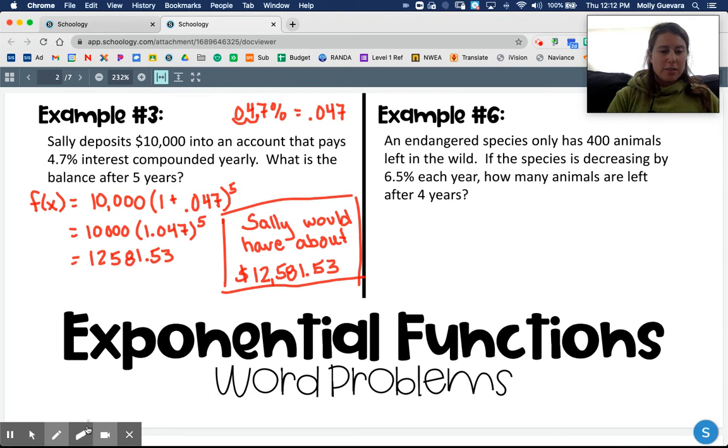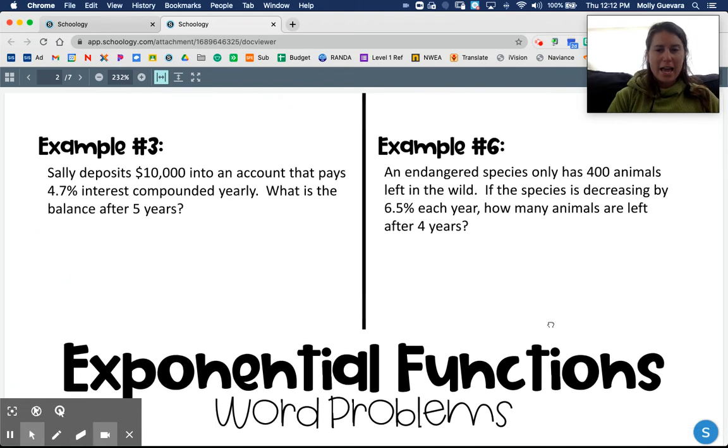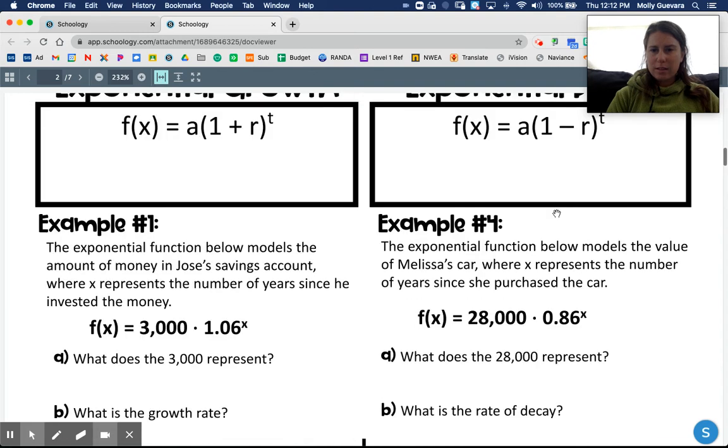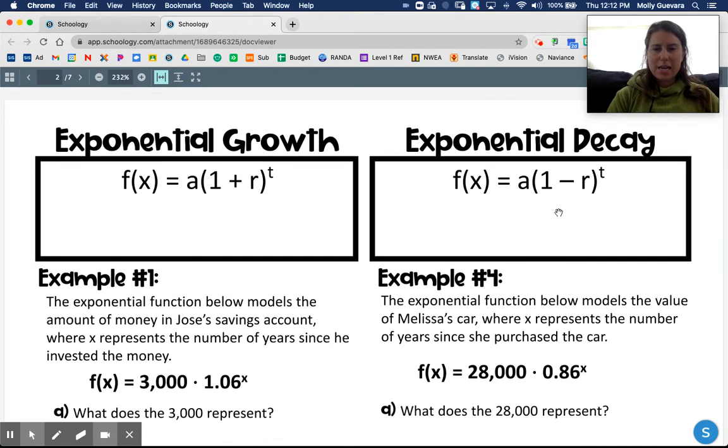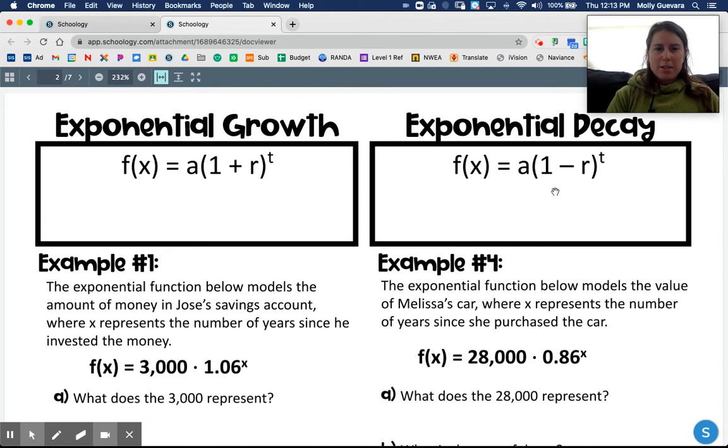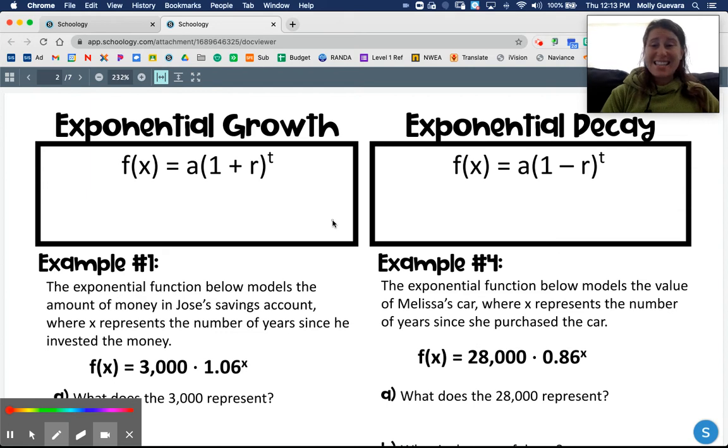And then the good news is that for exponential decay, right here on the right, if this says growth, cross it out and write decay, okay? So for exponential decay, it's the exact same equation. The only difference is now I'm subtracting 1, or I'm doing 1 minus the rate instead of 1 plus the rate. Okay, so A here is still my initial amount, so that has not changed at all.